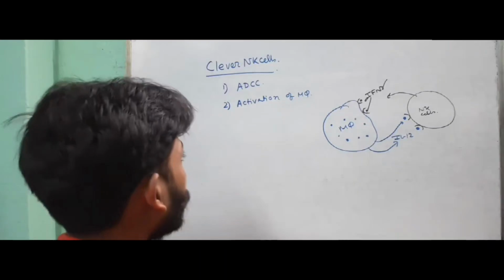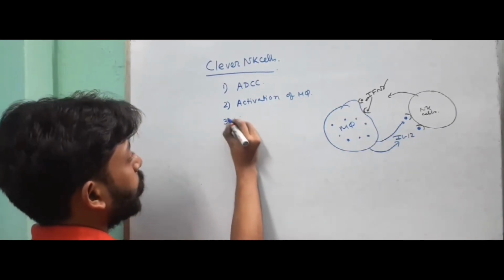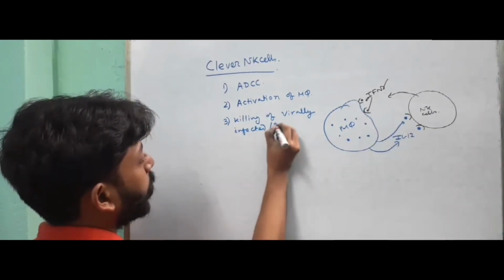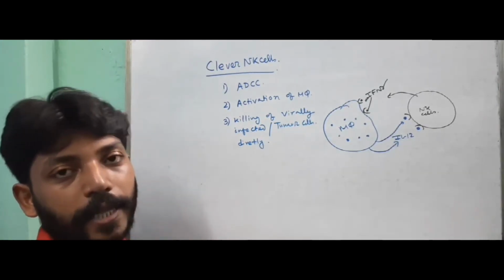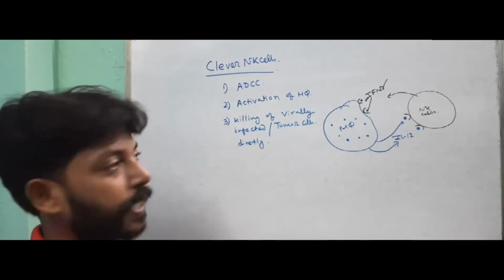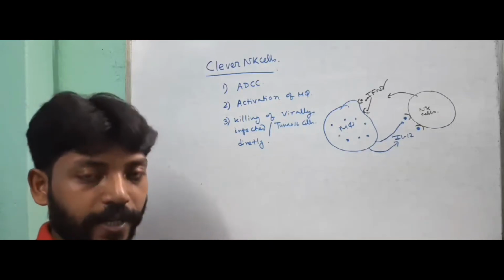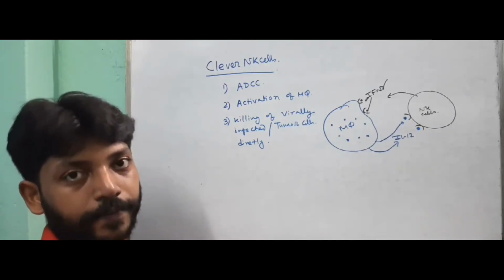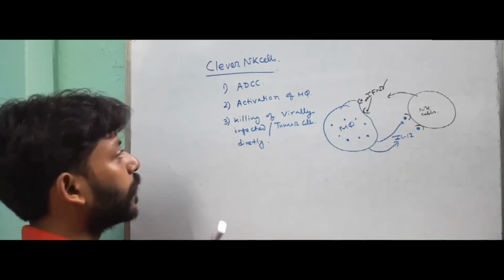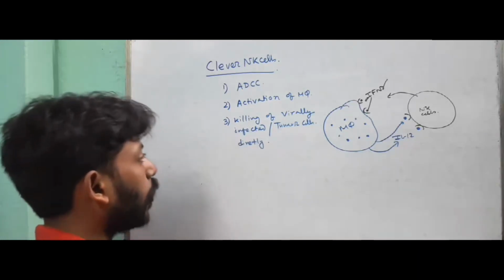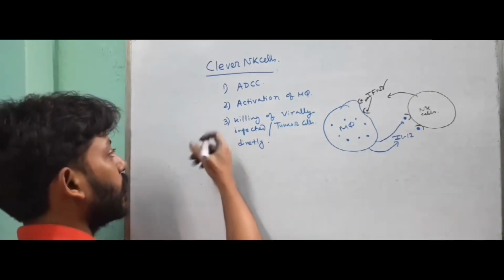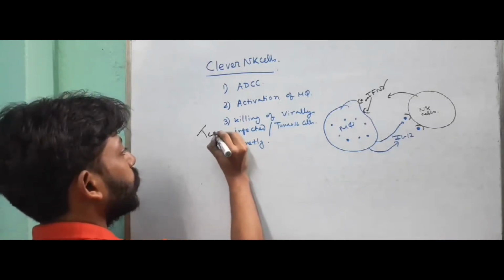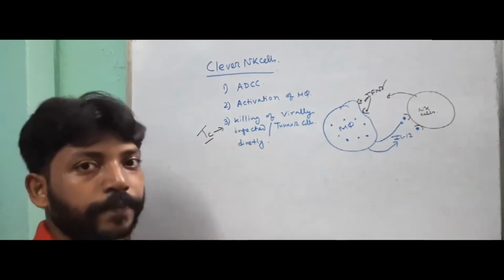The last function performed by NK cells is killing of virally infected or tumor cells directly. NK cells do not need any help from the other immune cells. They can directly kill any virally infected or tumor cells. But this function, killing of virally infected or tumor cells, can also be performed by cytotoxic T cells.